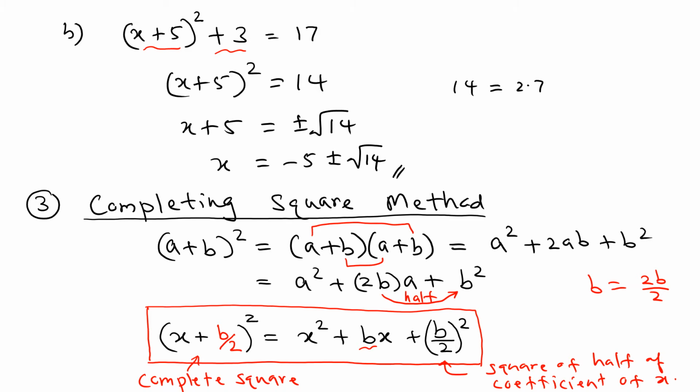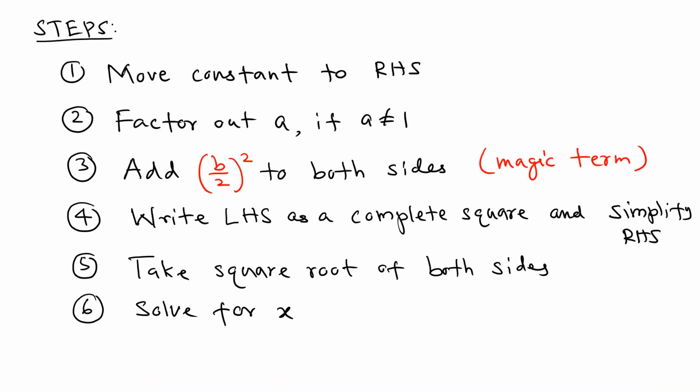B over 2 always goes inside, and b carries the sign. If it's positive, go positive. If it's negative, go negative. Okay, so let's look at the steps now. These are the steps that we're going to use to solve a problem using the completing square method. The completing square method has 6 steps.